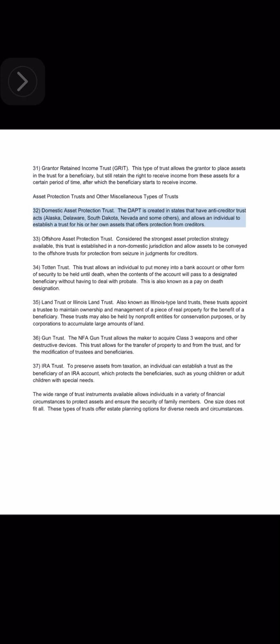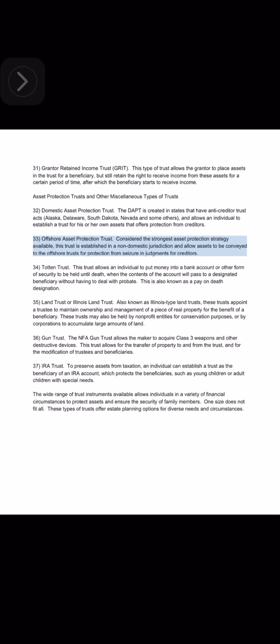32. Domestic Asset Protection Trust. The DAPT is created in states that have anti-creditor trust acts: Alaska, Delaware, South Dakota, Nevada, and some others, and allows an individual to establish a trust for his or her own assets that offers protection from creditors.